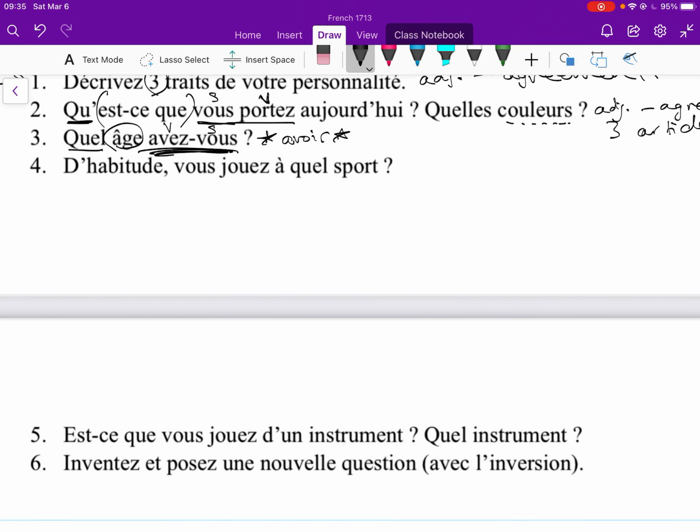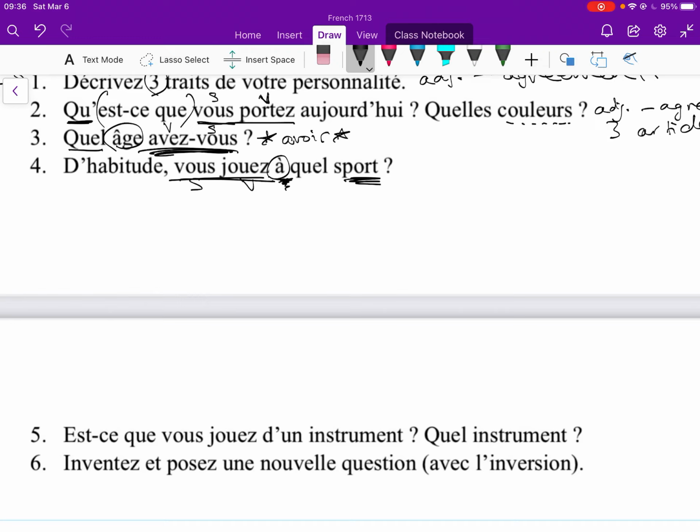Numéro 4, d'habitude, vous jouez à quel sport? Subject, verb, sport. Paying close attention to this little article here. I'm sorry, not article, but preposition. Jouer is a regular ER verb, so you reuse that structure. Make sure to tell me which sport you play, okay, normally. It's okay if you don't play something a lot. You can make something up, that's fine too.